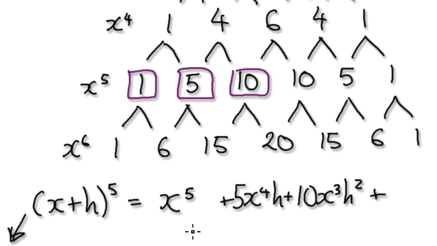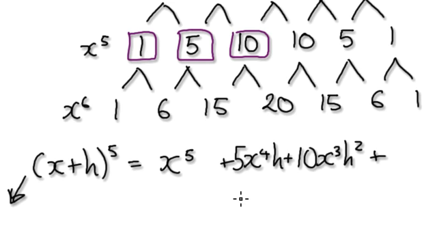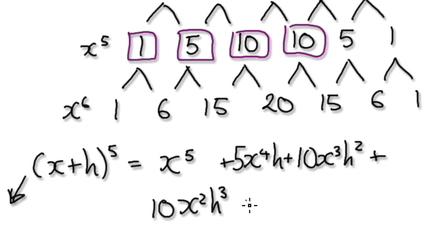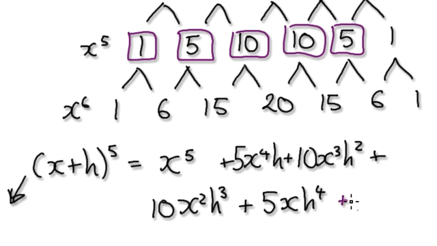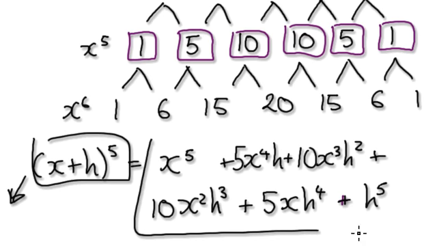Then the next term will be x squared h to the power 3. The coefficient of that will be this 10. So 10, and then plus the next term will be x h to the power 4, and the coefficient of that will be 5. So it's like this, and then the last one will be h to the power of 5, and you're only going to get one of one. So it's like that. When you multiply this out here, it will give you this here.